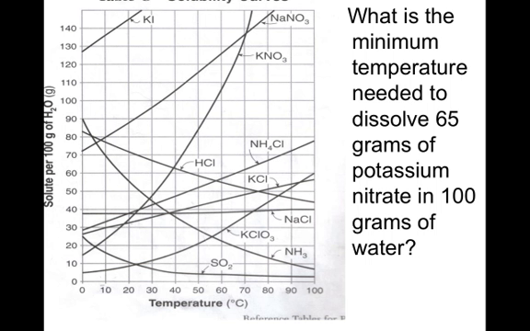So we want to dissolve 65 grams of potassium nitrate in 100 grams of water. So I've got 65 grams and I'm going to trace it over until I hit potassium nitrate, right around here. I go down and it looks like it's a little over 40 degrees. So we'll say 41 degrees Celsius.